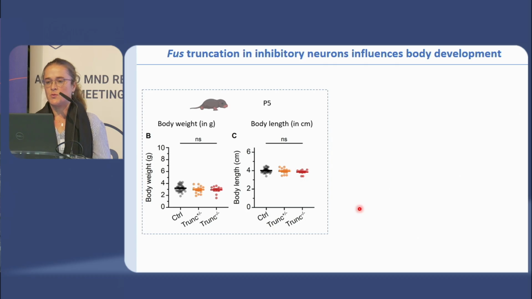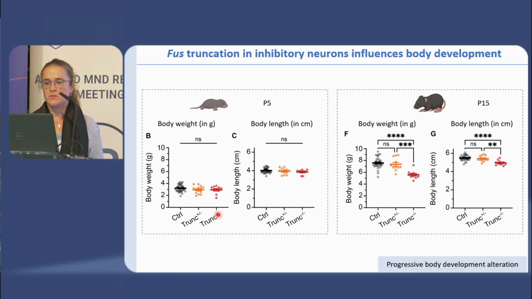So first we look at the body development, so taking the body weight and measuring the body weight and the body length. And what you can see there is that at P5, there is absolutely no difference between our different genotype. So there, no alteration. But the story was really not the same when we focus at P15. As you can see there, we already obtained a very important and significant decrease of both body weight and body length in our homozygous mice only.